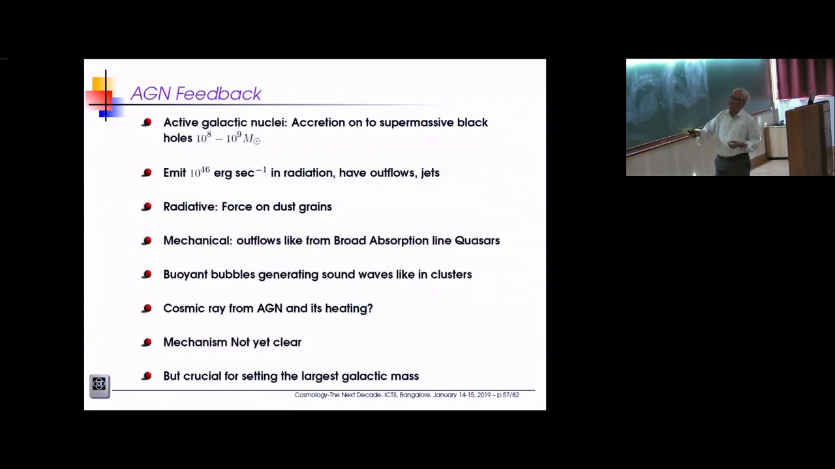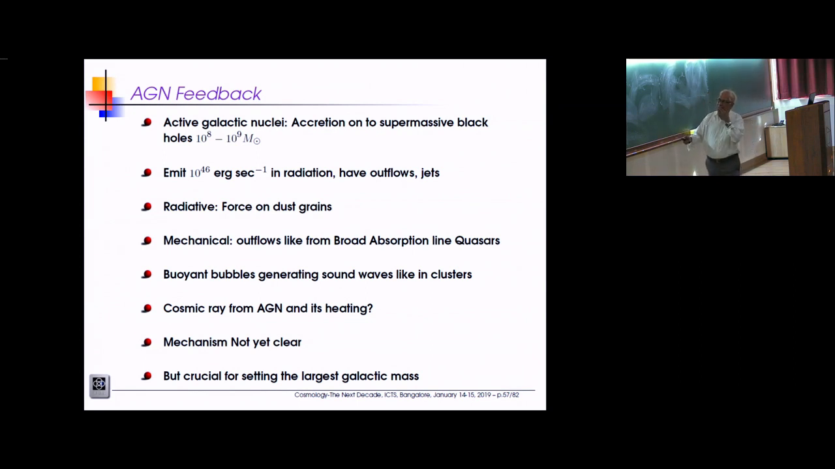If you have such active galactic nuclei, where accretion onto a supermassive black hole results in various energetic phenomena, firstly, they emit radiation. Typically, about 10 to the 8 solar mass object will be emitting about 10 to the 46 ergs per second in radiation. They can have outflows, they can have jets. The radiation can hit and get absorbed by dust grains and eject the dust grain.